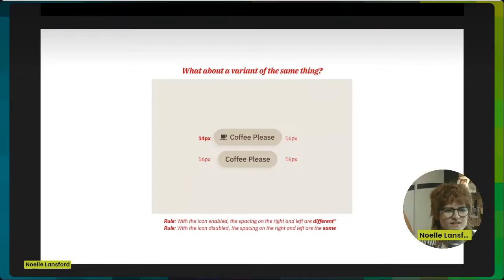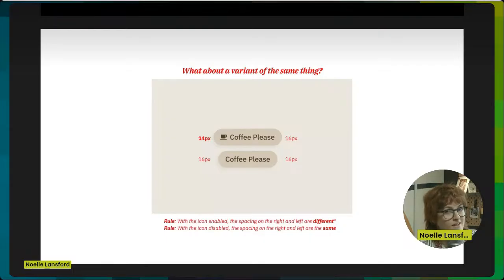The rule is when the icon is enabled, we do the 14 pixel padding. When the icon is disabled, we're going to do the same spacing on the left and the right. Now I put an asterisk. That asterisk is going to come back. We'll figure out when we may override this rule, right? Things start getting complicated fast when we're doing these kinds of really detailed UI work.